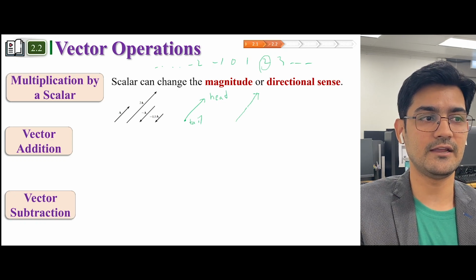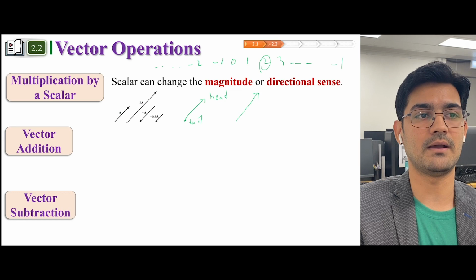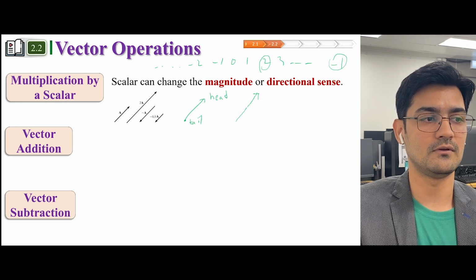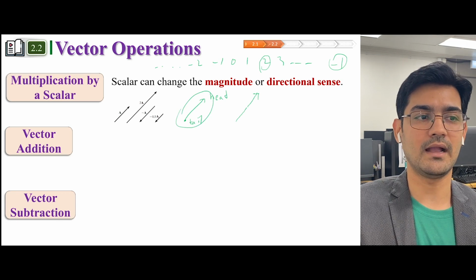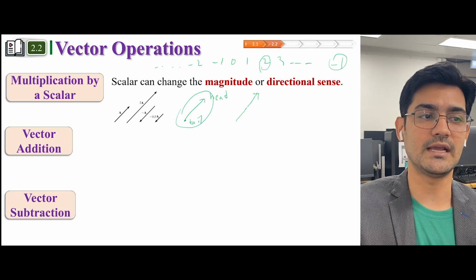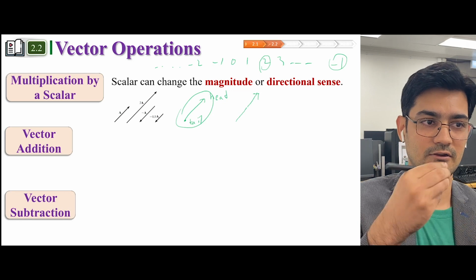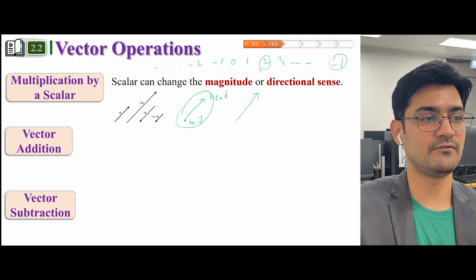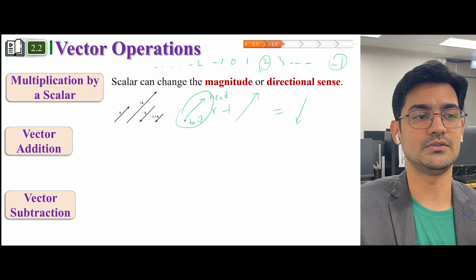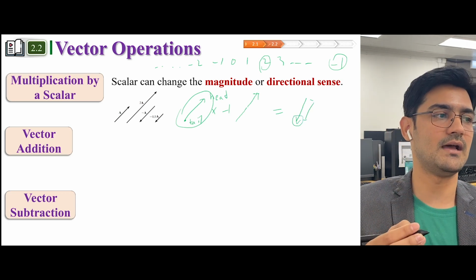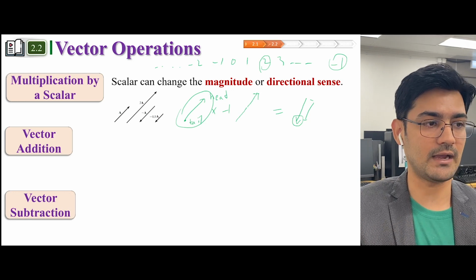Now similarly, if we want to multiply this vector by a scalar quantity -1, its magnitude will not change, but its direction will be changed. It will reverse in direction. So if we multiply this vector by a scalar quantity -1, then its magnitude will remain the same, that is this length, but its direction will become opposite. So that's how you multiply a scalar with a vector.